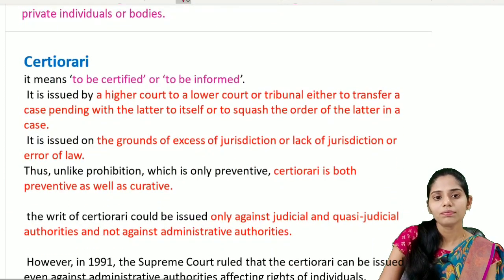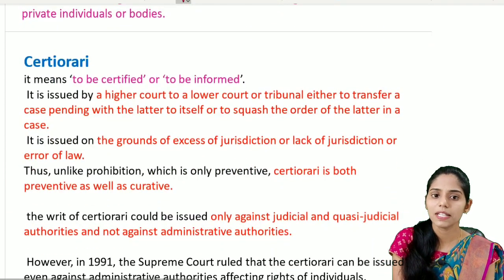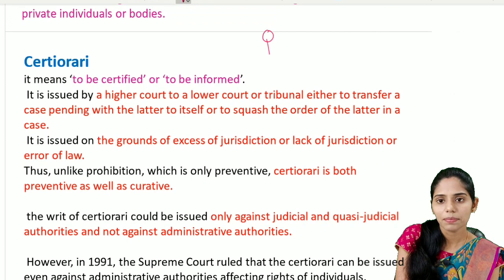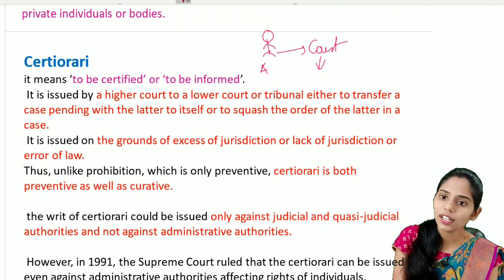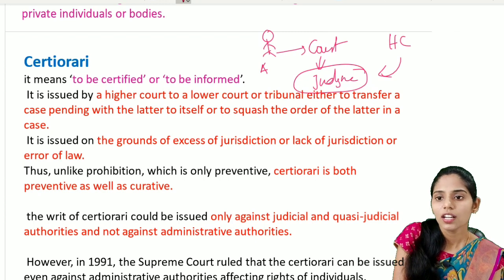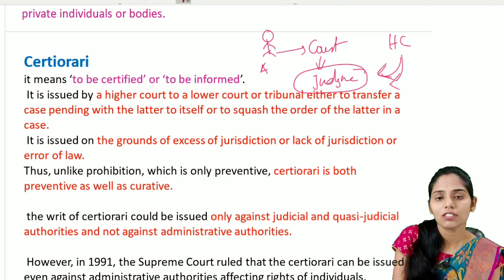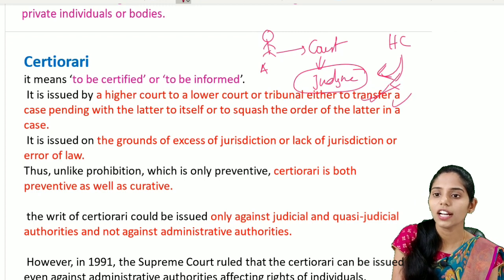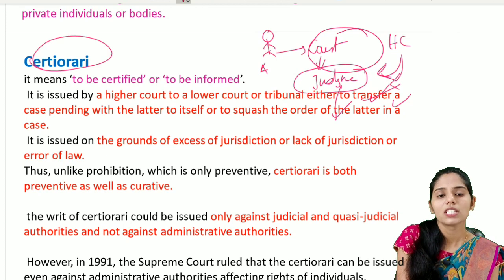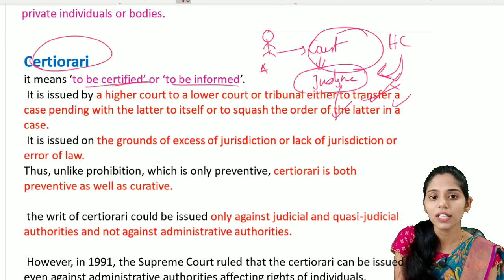The next one is certiorari. Certiorari means to be certified or to be informed. Let us move to an example first. If a person A went to the court, and this court already gave the judgment, even after the giving of this judgment, the higher court can nullify it, saying this judgment will be quashed. This is called certiorari. Certiorari means to be certified or to be informed.